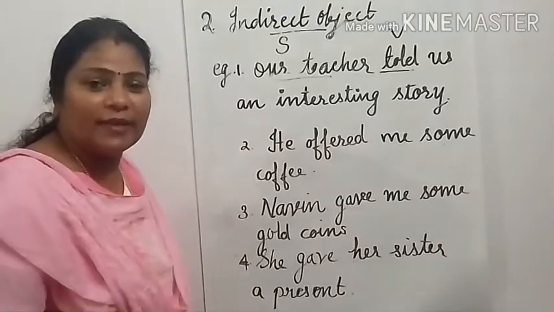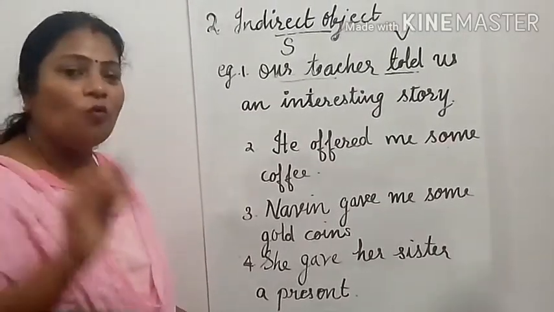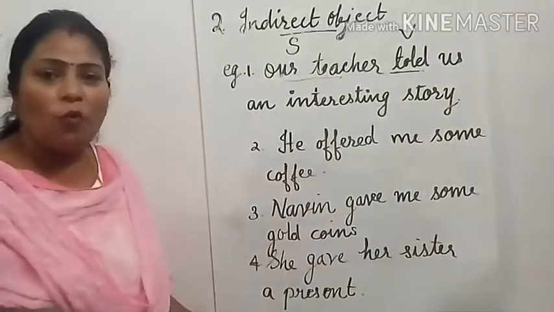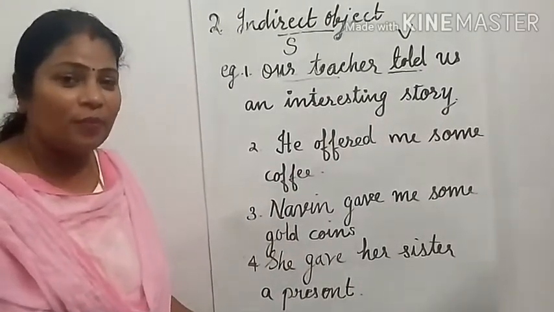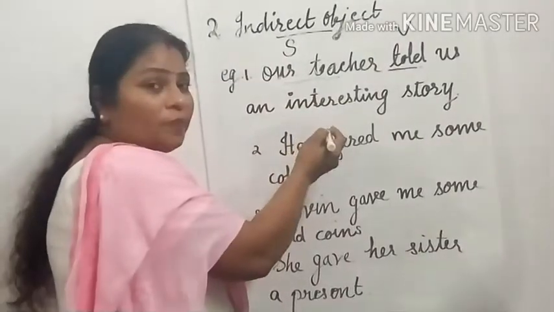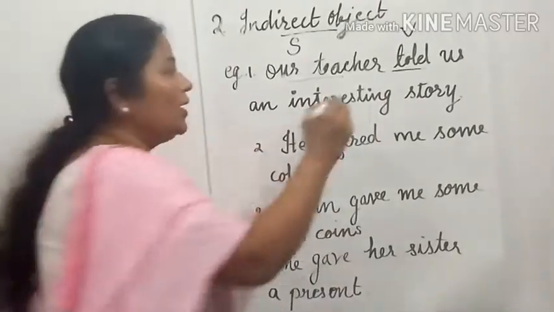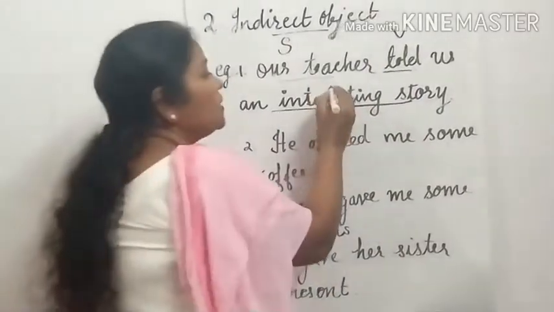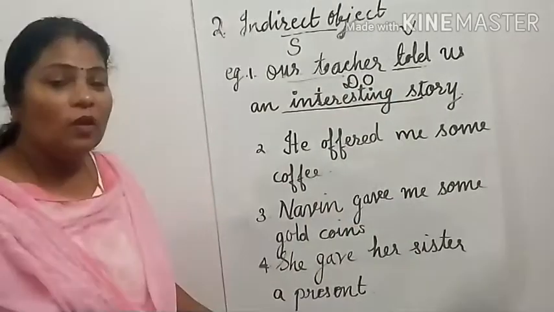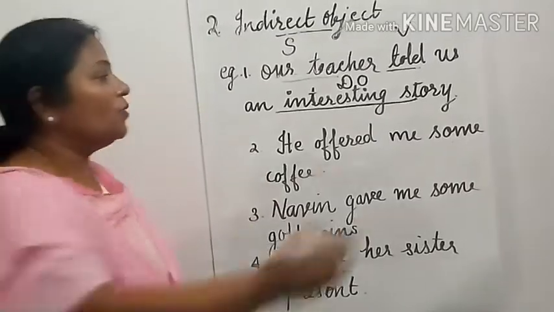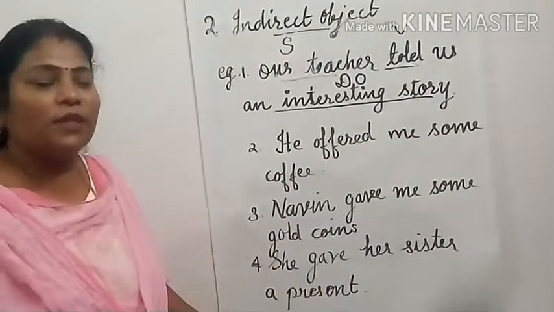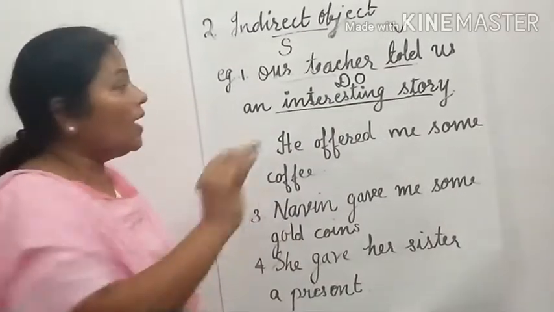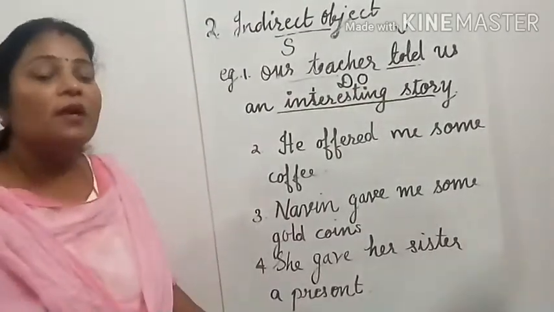Now, we have to find out direct object. So, how to find out direct object? Yes, we have to ask the question what or whom. Our teacher told what? What did she say? Yes, an interesting story. Story, that becomes our direct object. Told us what? An interesting story. This verb is directly related to this direct object. The action is directly related over here. So, it becomes direct object.